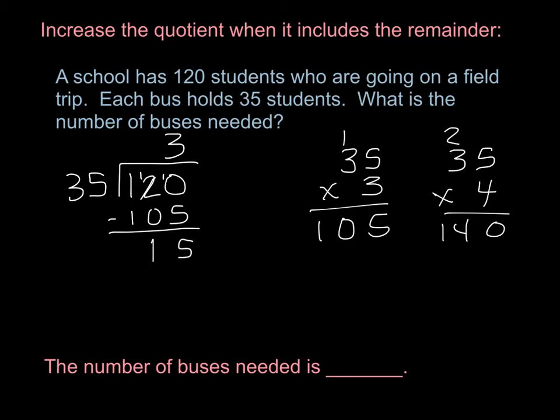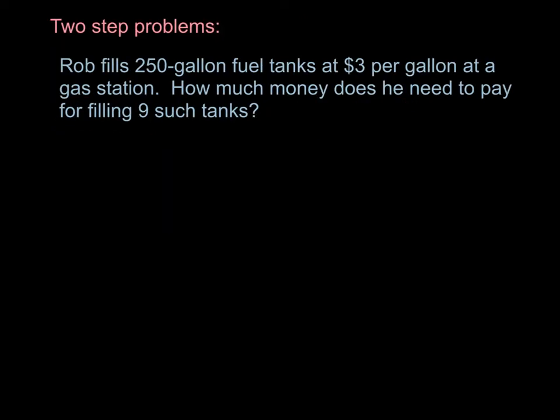So I can't take 3 remainder 15 buses. 3 won't be enough because these 15 students would be left behind. So I have to increase my quotient and take 4 buses to fit all the students. There will only be 15 students on the 4th bus, but at least they didn't have to stay home.